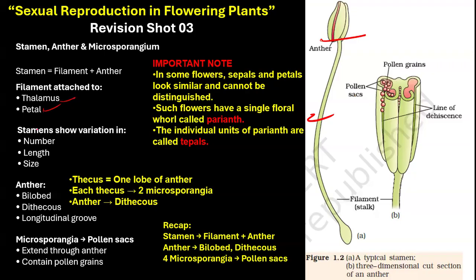And then the number, length, and size of the stamen varies. These three things for the stamen, they vary. There's a variation in them when we compare different flowers.